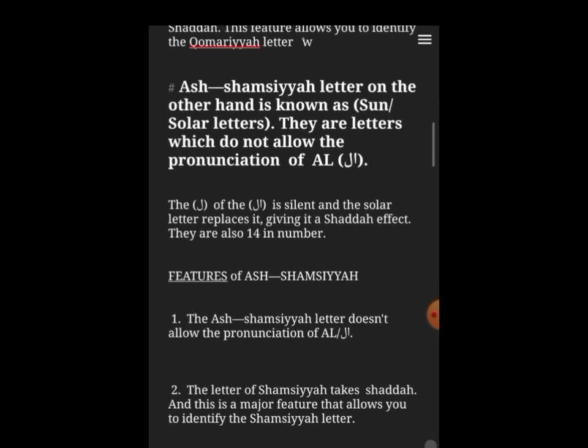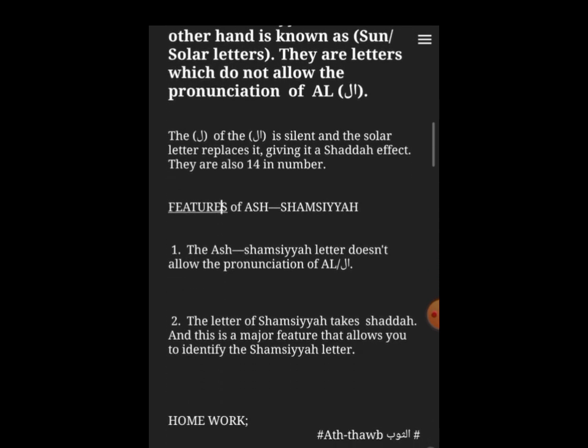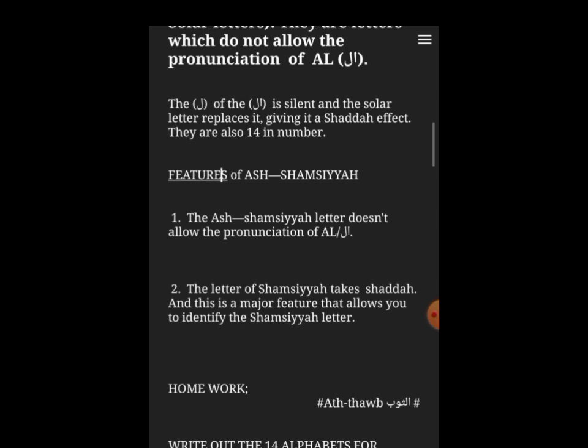Okay, I'm going to give you an example. Before I give you the example, this takes us to the features. The Shamsiya letter doesn't allow the pronunciation of lam. There is the assimilation of lam inside of the letter, and then, of course, the letter takes shadda. Those are the two things that we have. Now let's look at an example.